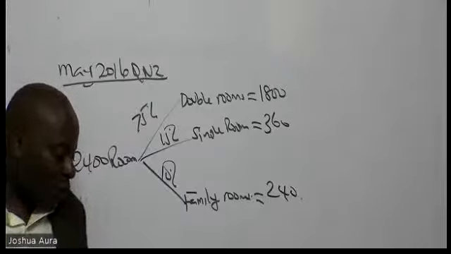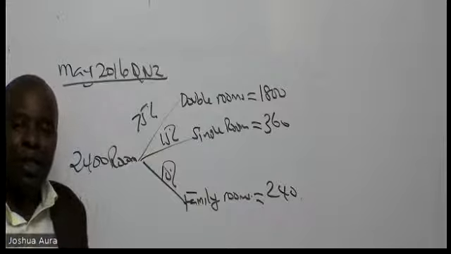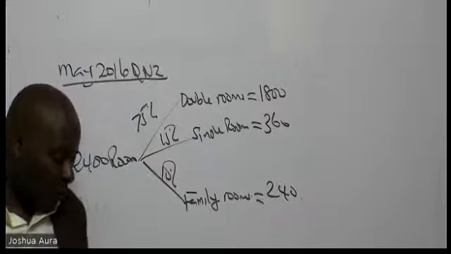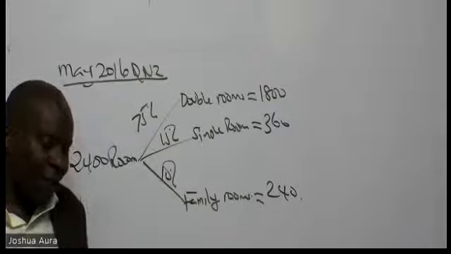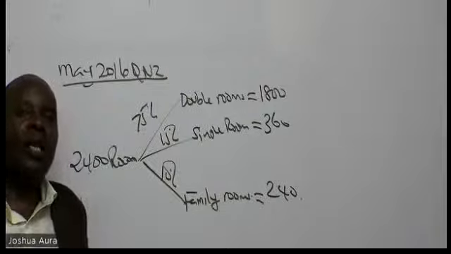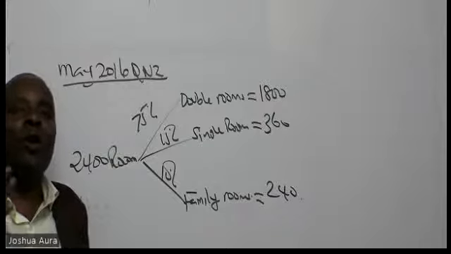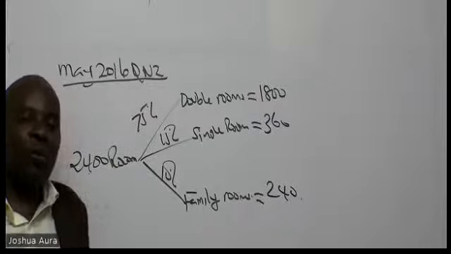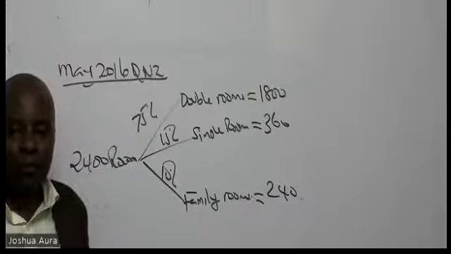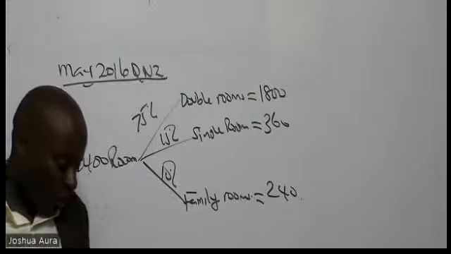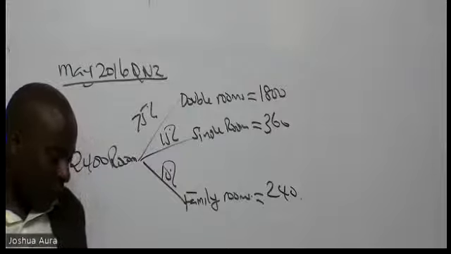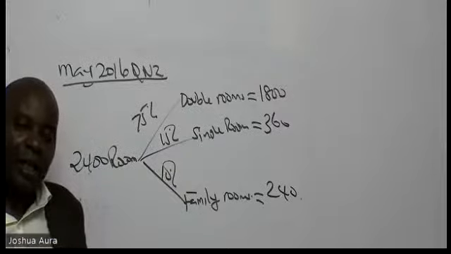Number of guests per room. Double rooms, 2. Single rooms, you cannot sleep with somebody there. Single rooms, 1. Family rooms, 4 people. Note, when occupied, all rooms will contain the number of guests as above. So you can't come and tell us, you know what, I'm rich, I want a double room and sleep there alone. No, for us, if it's a double room, 2 of you must sleep there. Great. So you're told there, variable cost per guest per night, 1,000.